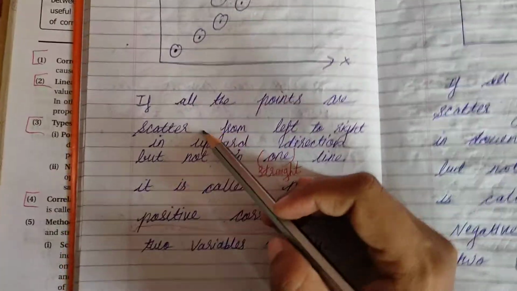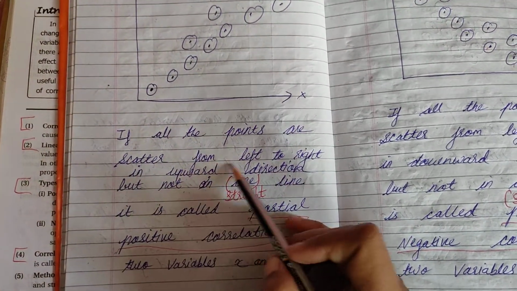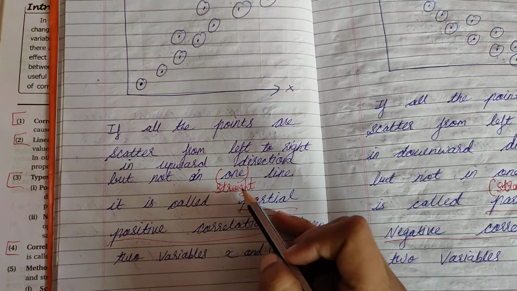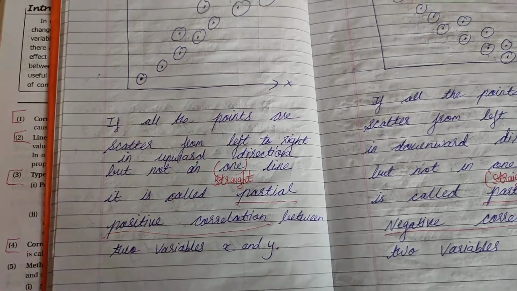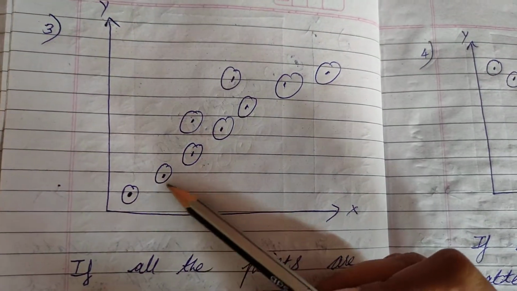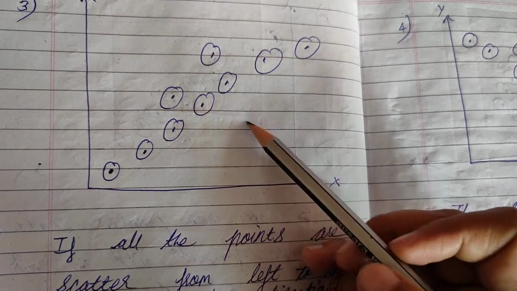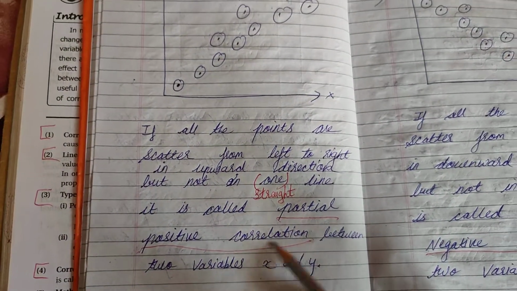Next, we can see the diagram. If all the points are scattered from left to right in an upward direction but not on one straight line, it is called partial positive correlation between two variables x and y. It means the points will scatter from left to right in an upward direction but not in a straight line. A few points will be out of the line. This is called partial positive correlation.